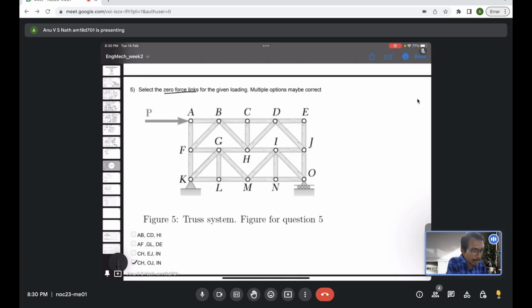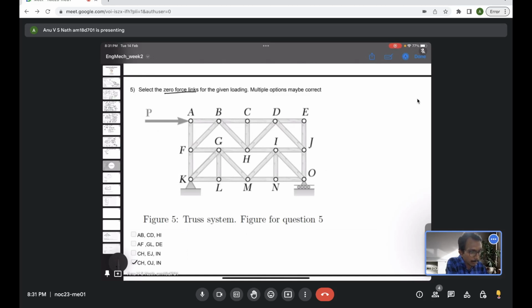So, zero force links means there is no force in that link, or the internal forces are zero. In a previous problem, I have shown an example having zero force members. So, we will go through each of the members. Let's say in option 4, CH. Where is CH? Yeah, CH is here. This is the CH member.